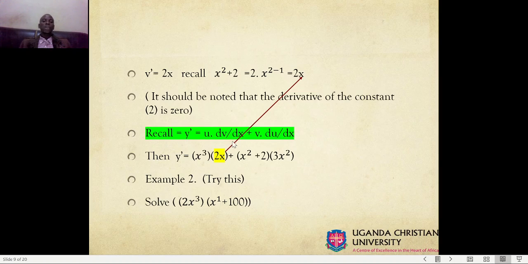Okay, recall, this is our formula. So now we are going to just substitute whatever we've calculated into the formula.